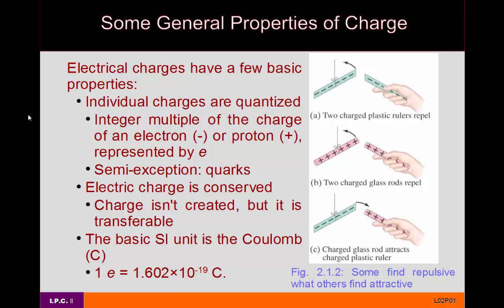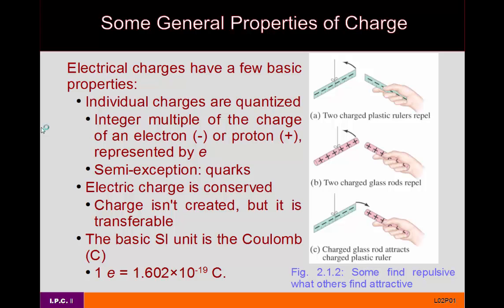So let's consider a few simple properties that go with charge. For one thing, individual charges are quantized. What that means is that there is some minimum value of charge for which all other charge is an integer multiple. This means that if your minimum charge is, let's call it 1e, then every charge in the universe should be an integer multiple of e. So it can be 1e or 2e or 3e or 4e.